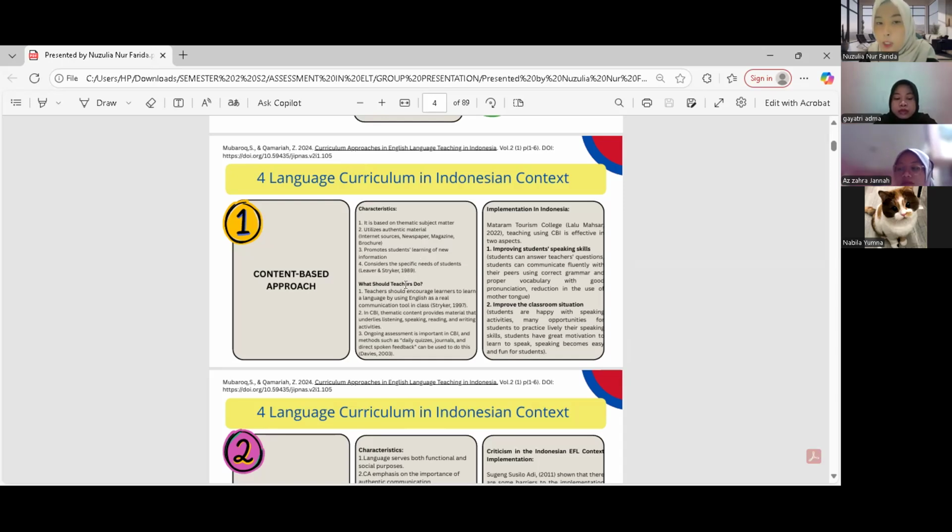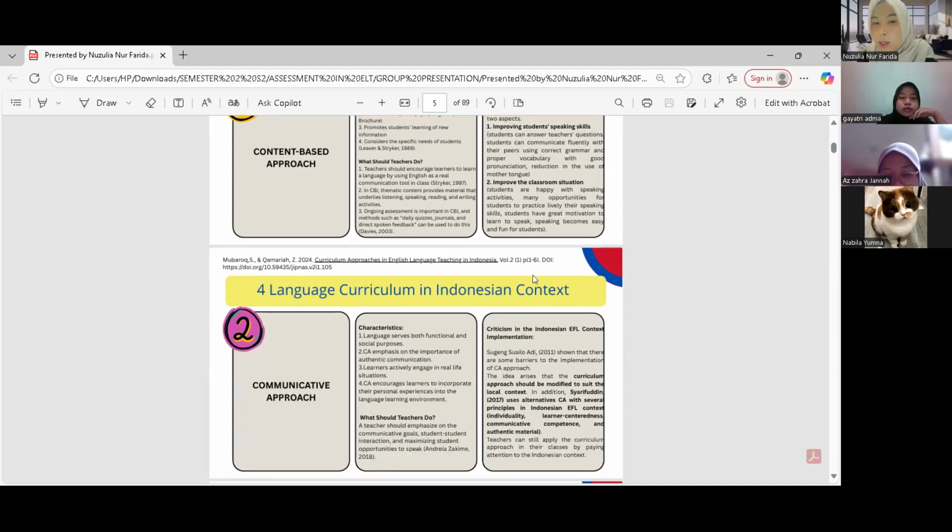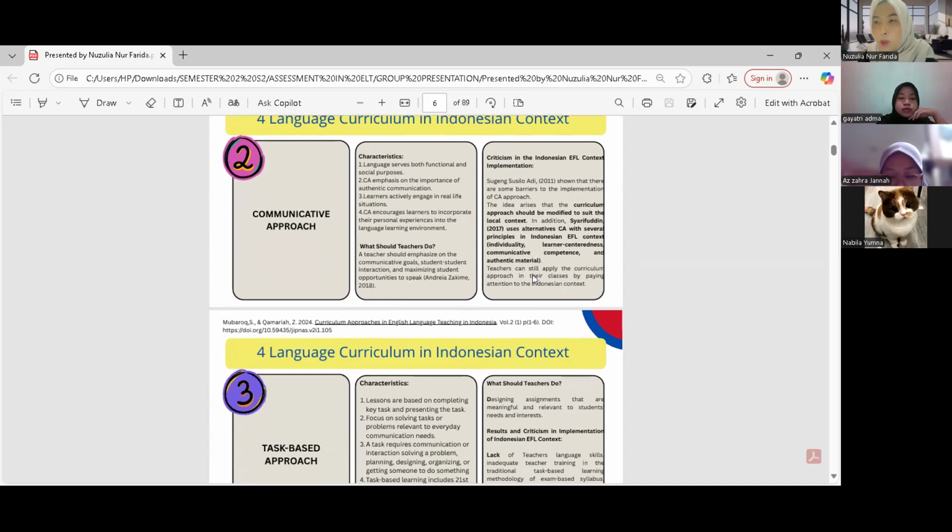And what should teachers do? The first is, teachers should encourage learners to learn language by using English as a real communication tool in class. Several implementations in Indonesia state that a content-based approach can improve students' speaking skills and improve classroom situations. And the second is communicative approach.